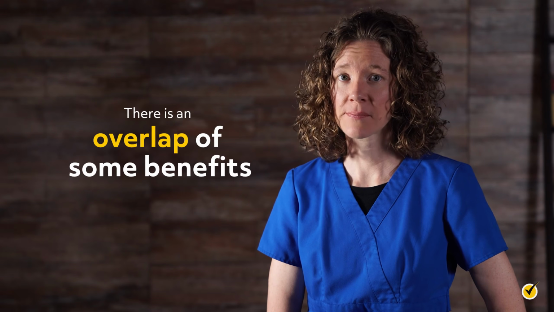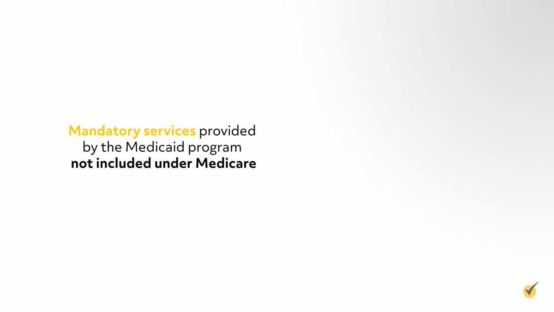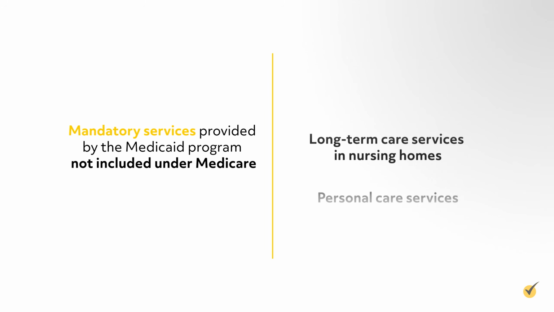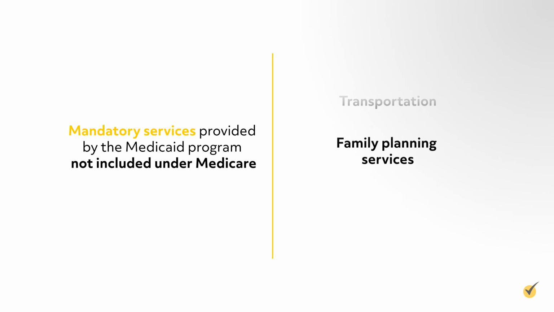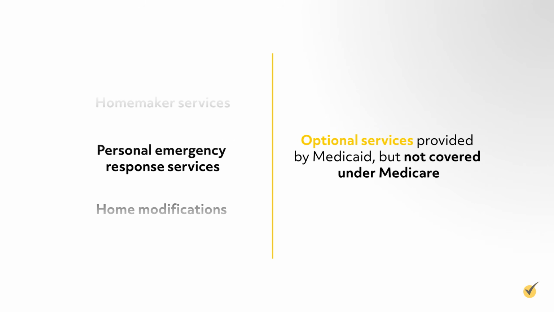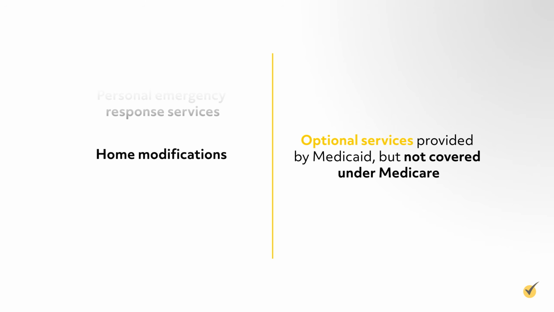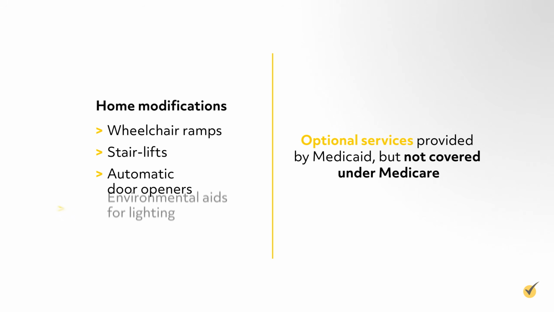There is an overlap of some benefits available under both Medicaid and Medicare. However, some mandatory services provided by the Medicaid program are not included under Medicare, such as long-term care services in nursing homes, personal care services, transportation, or family planning services. Additionally, depending on the state, some optional services provided by Medicaid, but not covered under Medicare, include adult daycare, homemaker services, personal emergency response services, and home modifications such as wheelchair ramps, stair lifts, automatic door openers, and environmental aids for lighting.